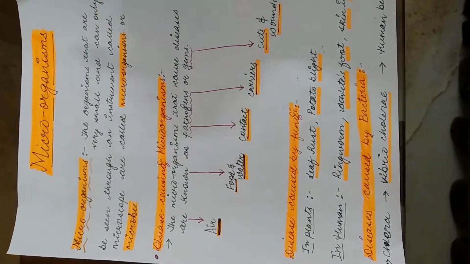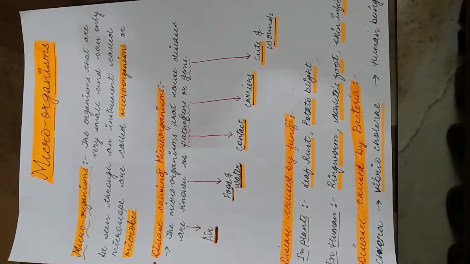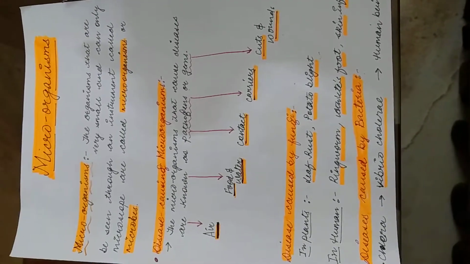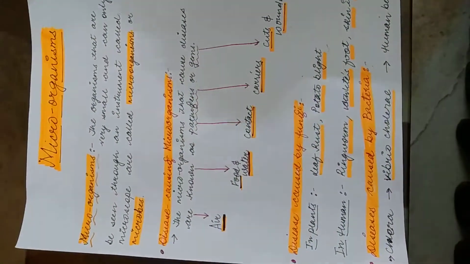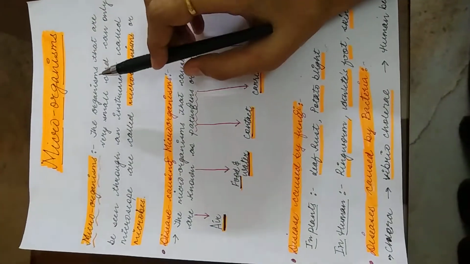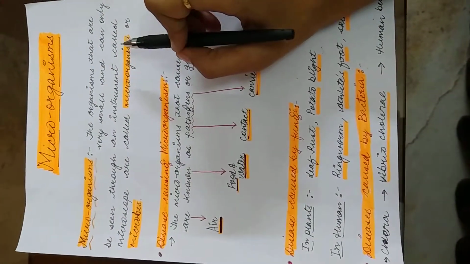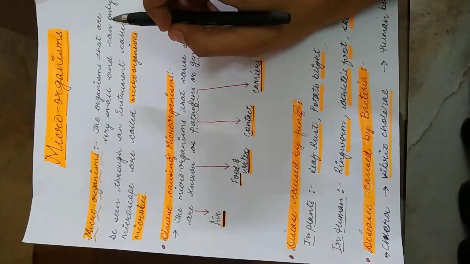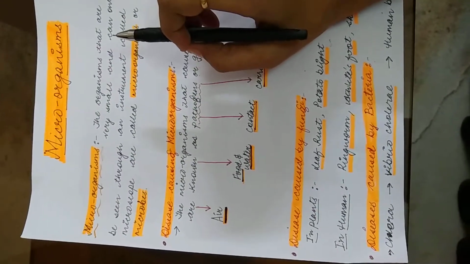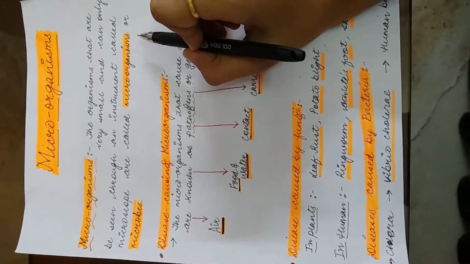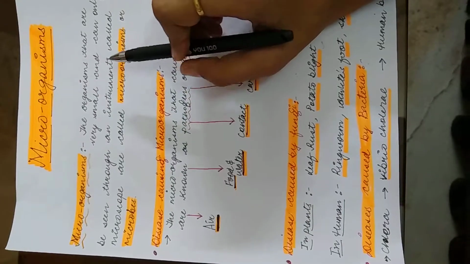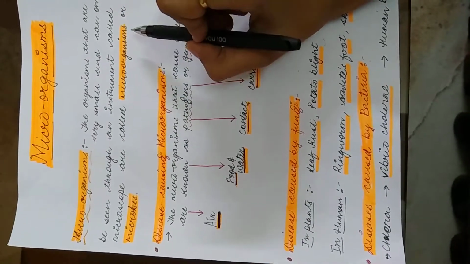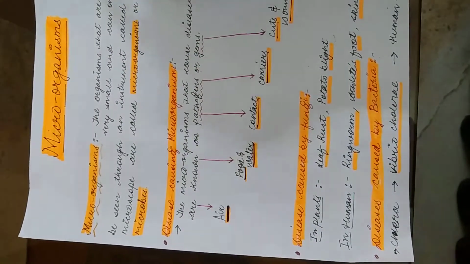Hello everyone. So today we are going to discuss chapter 2, that is microorganisms. Now, what are actually microorganisms? The organisms that are very small and cannot be seen with naked eyes, and they can only be seen through the instrument that is known as a microscope, right? So that's why they are termed microorganisms or microbes, right?